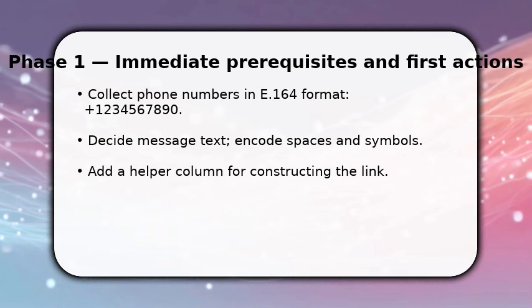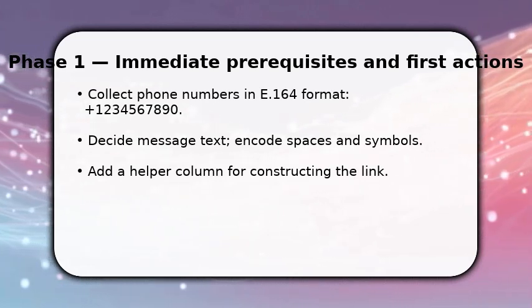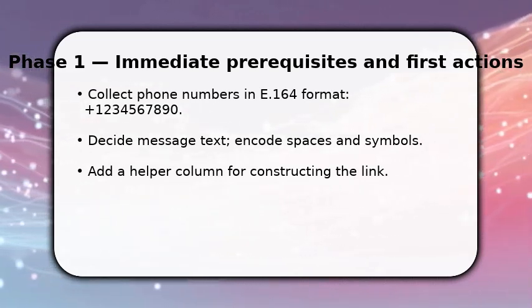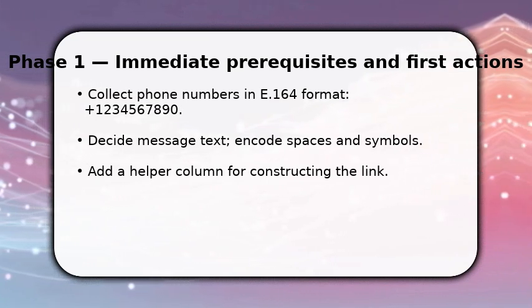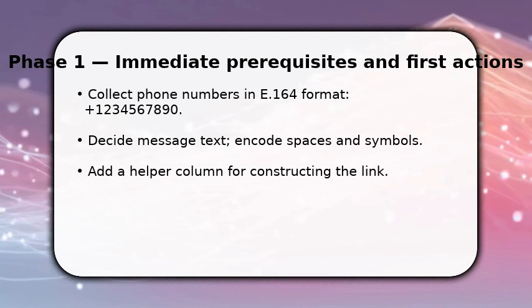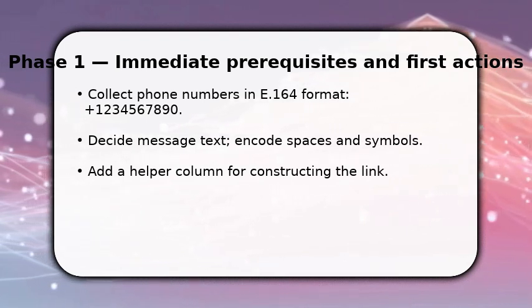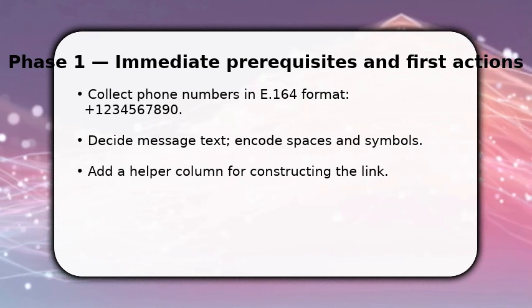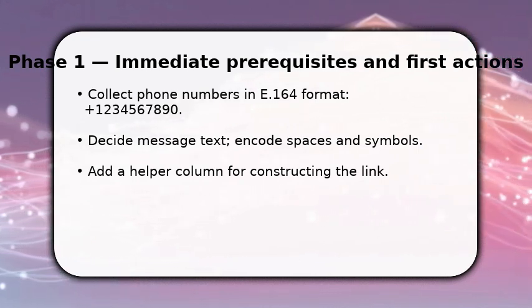You start by preparing phone numbers in E164 format. For example, plus 1,234,567,890, because WhatsApp needs the country code. Next, decide the message you want prefilled and remember to URL encode spaces and punctuation.